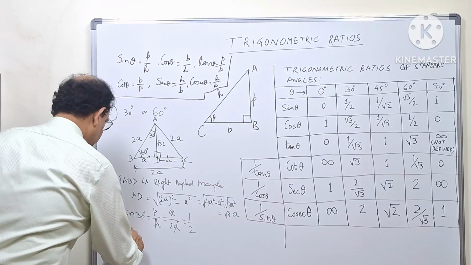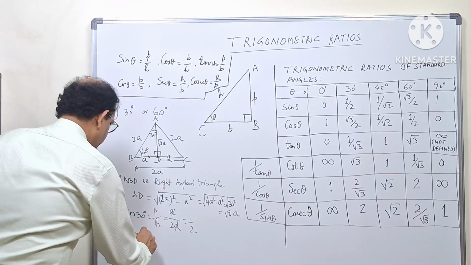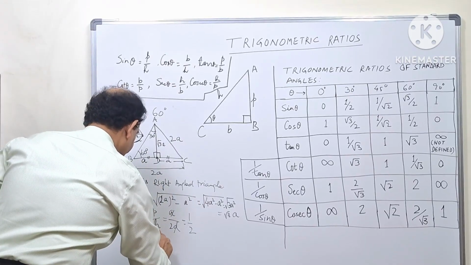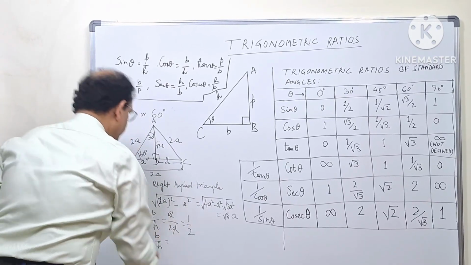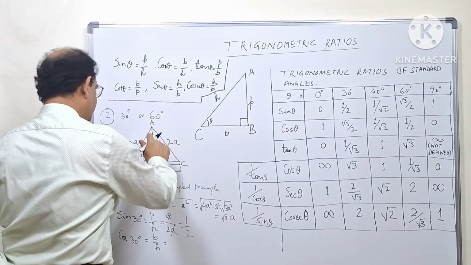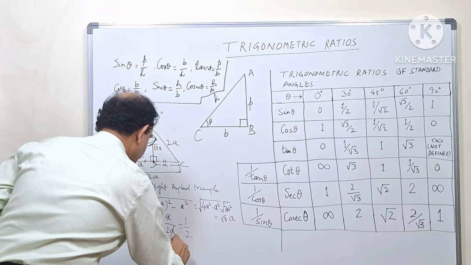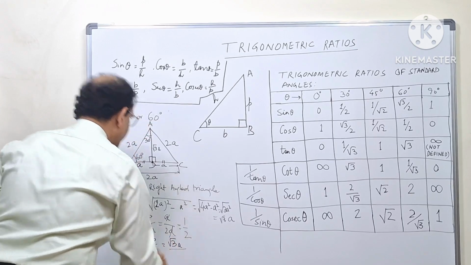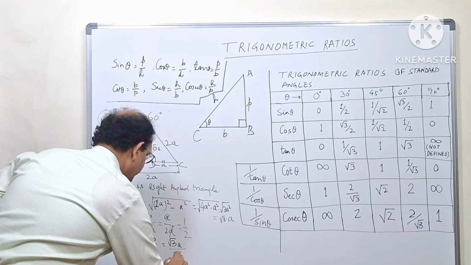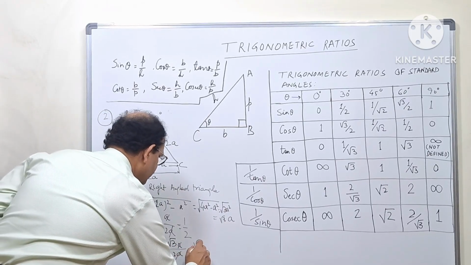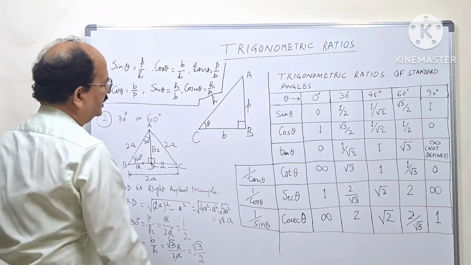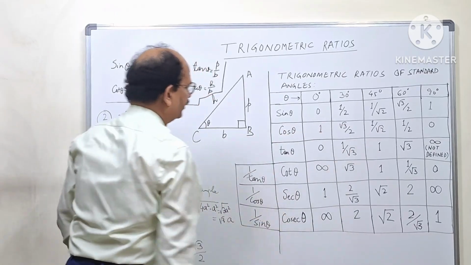Let's talk about cos 30 degree. Cos 30 degree will be b by h. What is base in this case? Because angle of reference is this, base is root 3a, adjacent to the angle of reference, divided by hypotenuse, which is 2 times a. A cancels, this becomes root 3 by 2. We got cos 30 degree is equal to root 3 by 2.